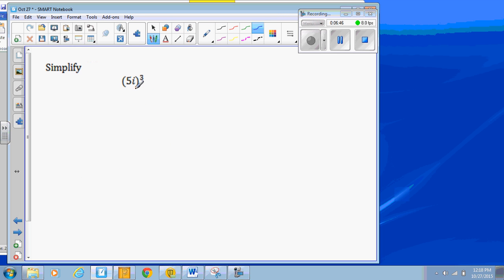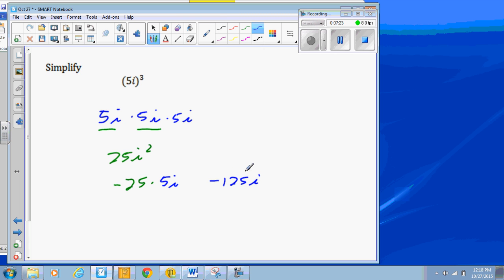5i to the third. There's a couple of different ways to do that. One way is to realize what something to the third power means. It's 5i times 5i times 5i. One method would be, as when we multiply 3 things together, we do it 1 at a time, or 2 at a time. Do these 2 together, that becomes 25i squared, which is 25 times negative 1, negative 25, and then times 5i. So negative 25 times 5 is a negative 125i. That would be my final answer.